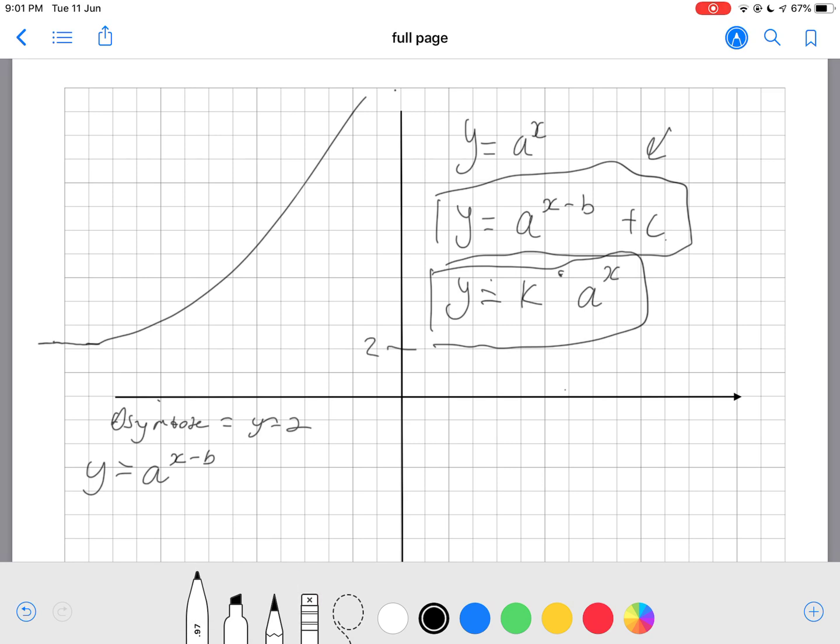It's 2. So a to the power of x minus b plus 2, okay? So that's substituting your asymptote into your equation, okay? So now we need any 2 points to find a and b, okay? So for example, we'll use this point here, we'll use this point here, okay?